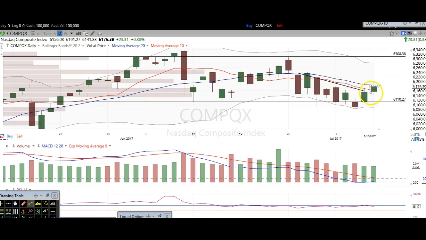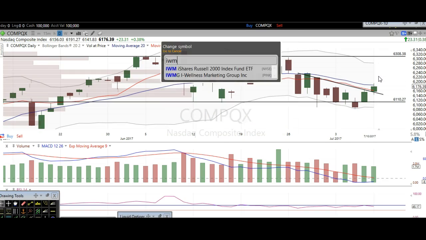We broke this little short-term downtrend line for the Nasdaq, but again, we're still below the 20-period simple moving average. All right, still below that kind of midterm trend indicator that I like to use here.